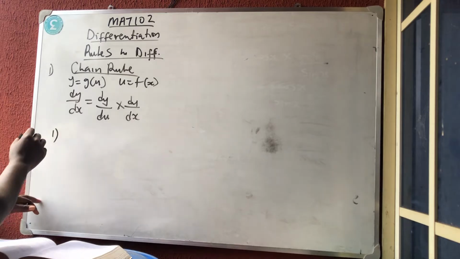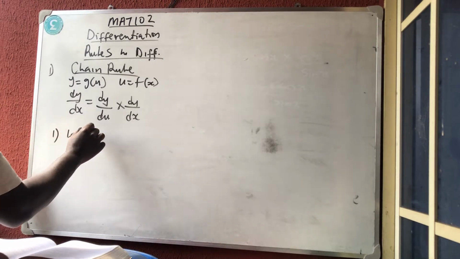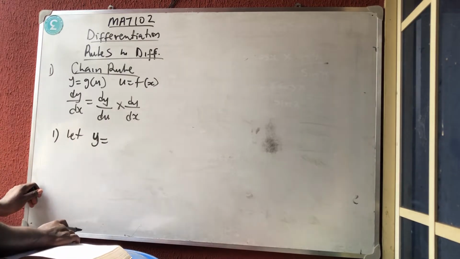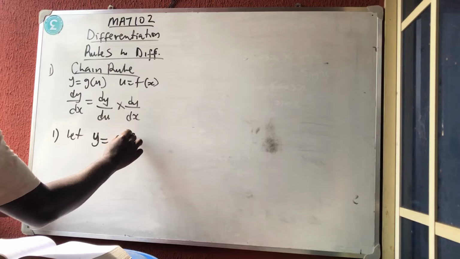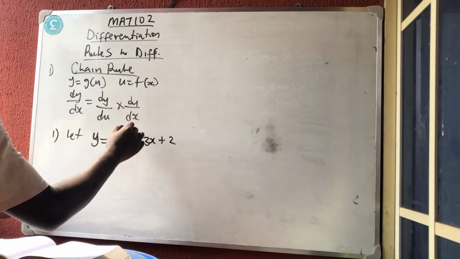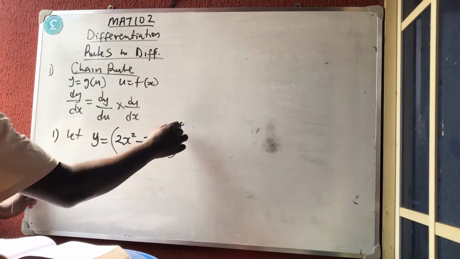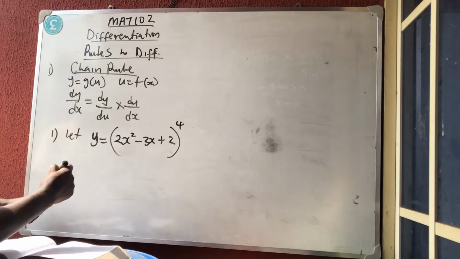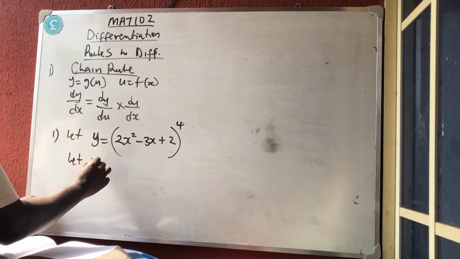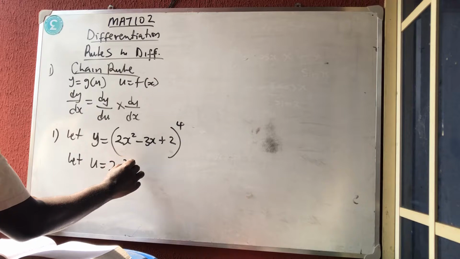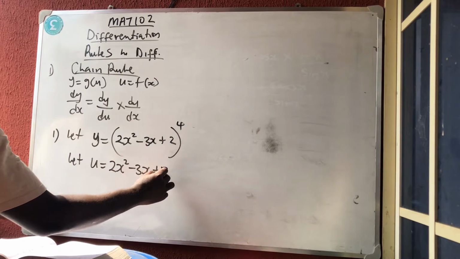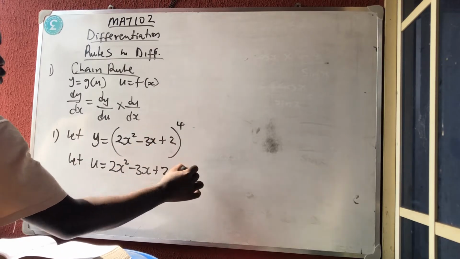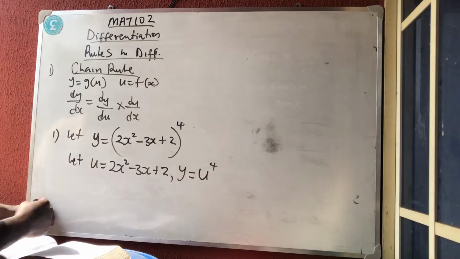So the first question I'm going to solve is, let y be equal to, let's talk about polynomials first, maybe 2x squared minus 3x plus 2, everything raised to power 4, something like this. If you are given something like this, we've seen the one in the bracket, let's call it u. So let u be equal to 2x squared minus 3x plus 2. Since this one is u, automatically y is u raised to power 4. As simple as that.